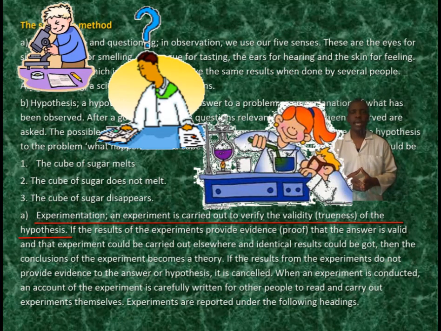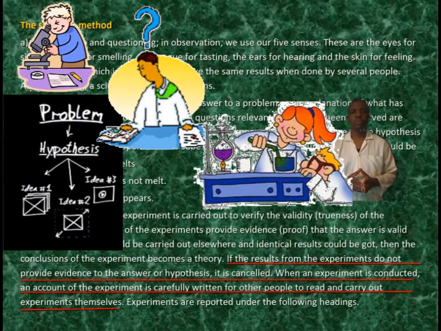C. Experimentation. An experiment is carried out to verify the trueness of the hypothesis. If the results of the experiment provide evidence that the answer is valid and that the experiment could be carried out elsewhere and identical results could be got, then the conclusions of the experiment become a theory. If the results from the experiment do not provide evidence to the answer or hypothesis, it is cancelled.